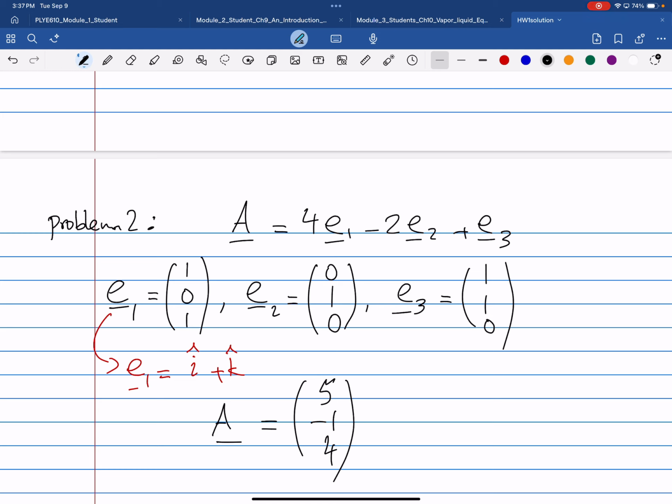Then what I ask here: are E1, E2, E3 a valid basis? Why? They are linearly independent in R3. That's it. I'm not going to show that here.